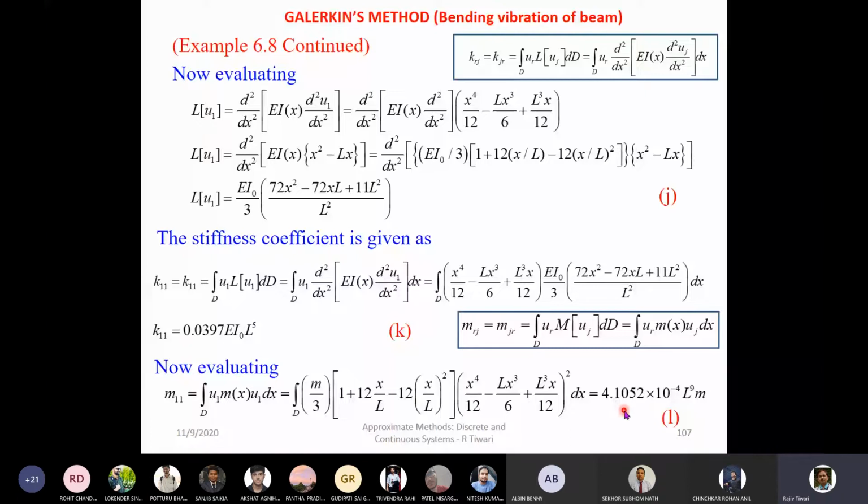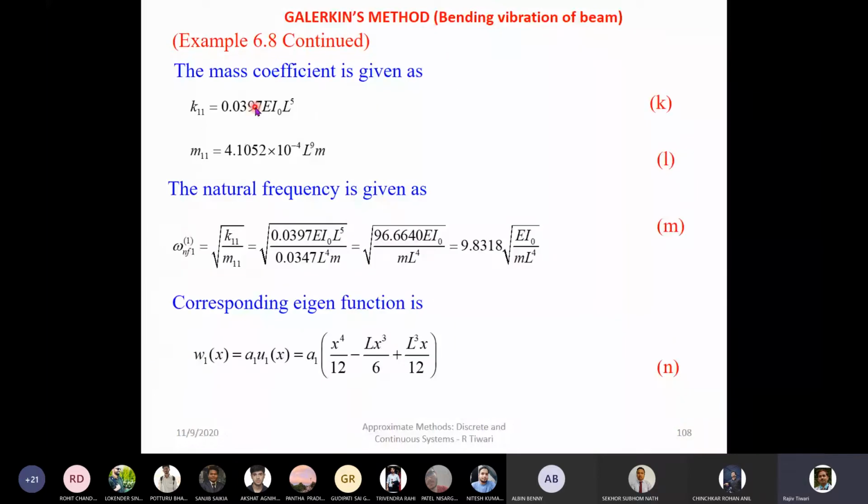So here you can see there is a slight difference in the differentiation in the L operator. M remains the same because M has no differentiation. M will be the same as the assumed mode method, but only K11 is changing here. Now we got K11 and M11. Only one function we have chosen.